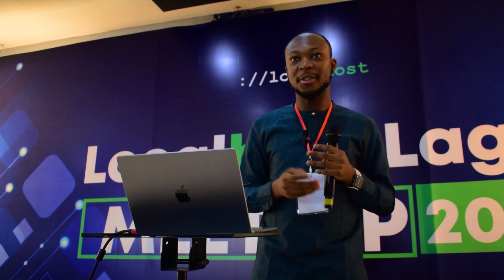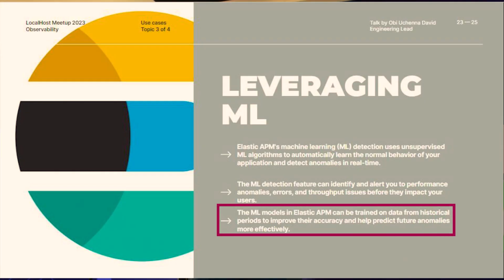It is very interesting how it works because sometimes you will see the alert and you're like, nothing's going on, until your service goes down and you're like, oh, they were right. The ML models in Elastic can be trained on data from historical periods to improve their accuracy and help predict future anomalies more effectively.